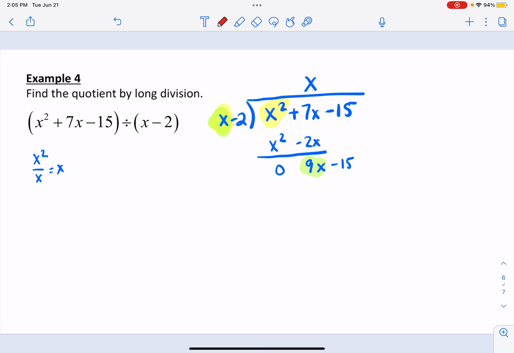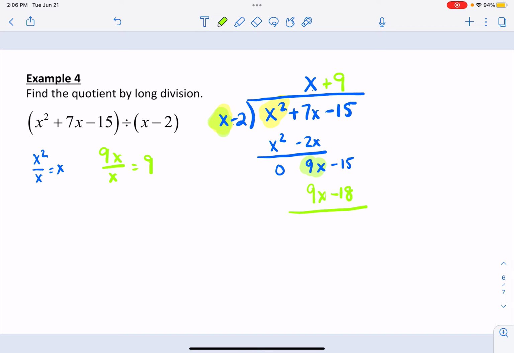So I do, change it to green, 9x divided by x. That simplifies to be 9. So I add a 9 on top. Oh, that 9 might be hard for you to see. Hopefully you guys can see that 9. So then I have 9 times x. Well, that's 9x. Oh, that makes my brain hurt. 9 times a negative 2 is a negative 18.